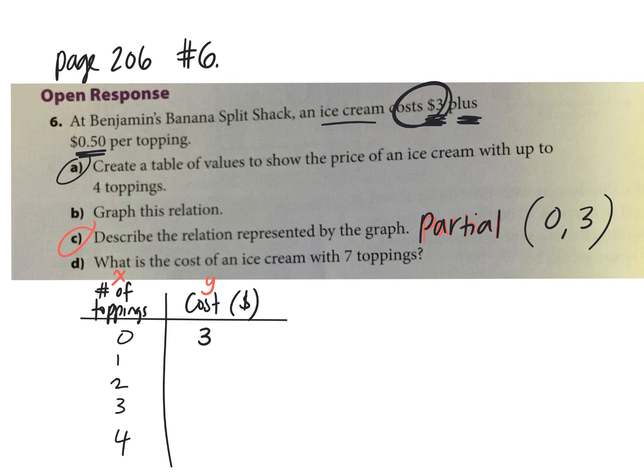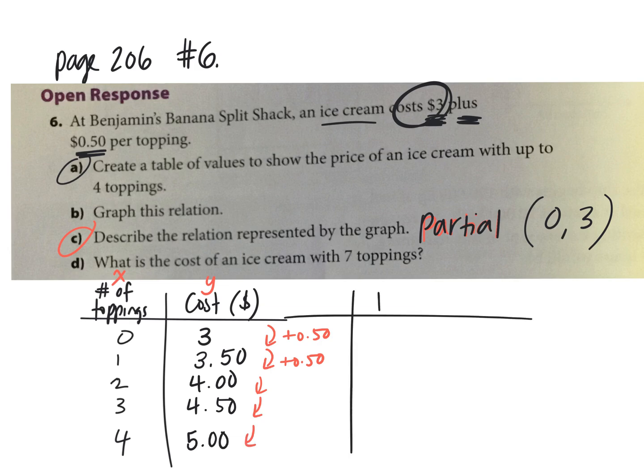Every time we get a topping, how much extra is it going to cost? So if I get 1 topping, I have to pay $3.50. If I get 2 toppings, how much do I have to pay? I have to pay $4. Every time I add a topping, we're going up by 50 cents. Okay, so for 3 toppings, how much does it cost? $4.50, and then for 4 toppings, it's going to cost $5.